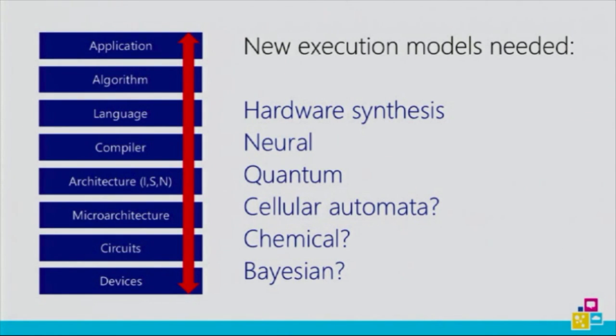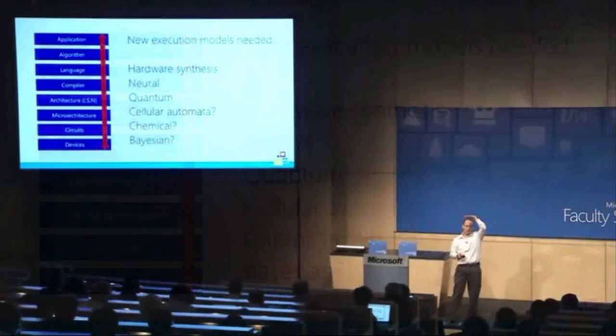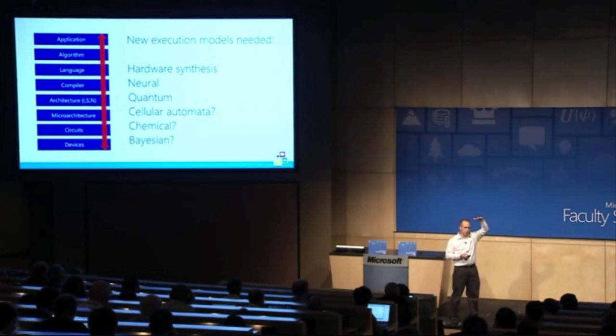But I think we really need to think about new execution models that can map down on devices, then provide the abstractions all the way up, these new stacks that will let us get these factors of 10,000 or more that are achievable with these atomic scale devices before we run out of steam and just give up.